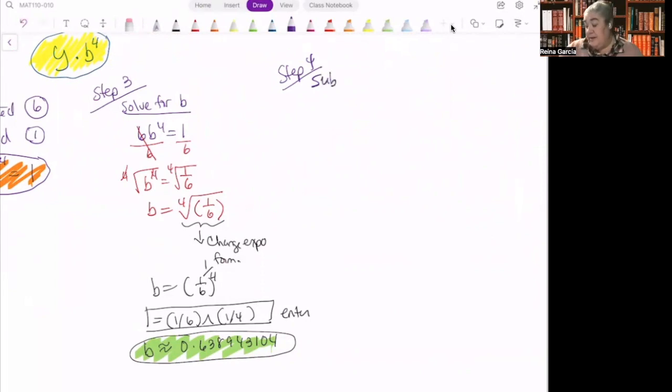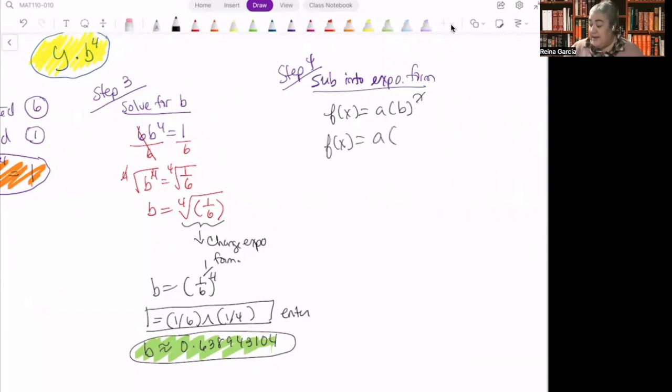We're going to sub into exponential form. So that means f(x) = a times b to the power of x. So f(x) equals a, which we don't know, times b that we just found out, 0.63, and we're going to take it 4 places out, 0.6389, to the power of x. Now we're going to pick one of our points and sub it in, just like we did in step 6 of the previous method. You're going to pick a point.